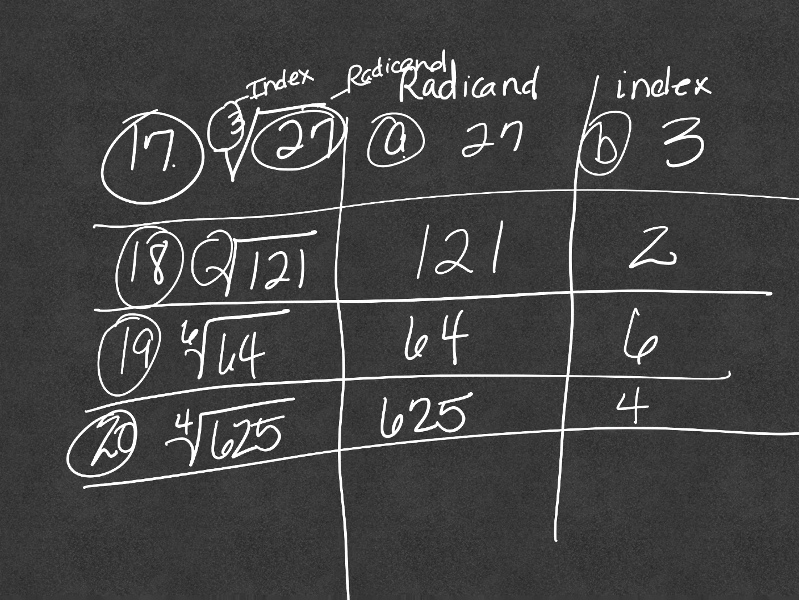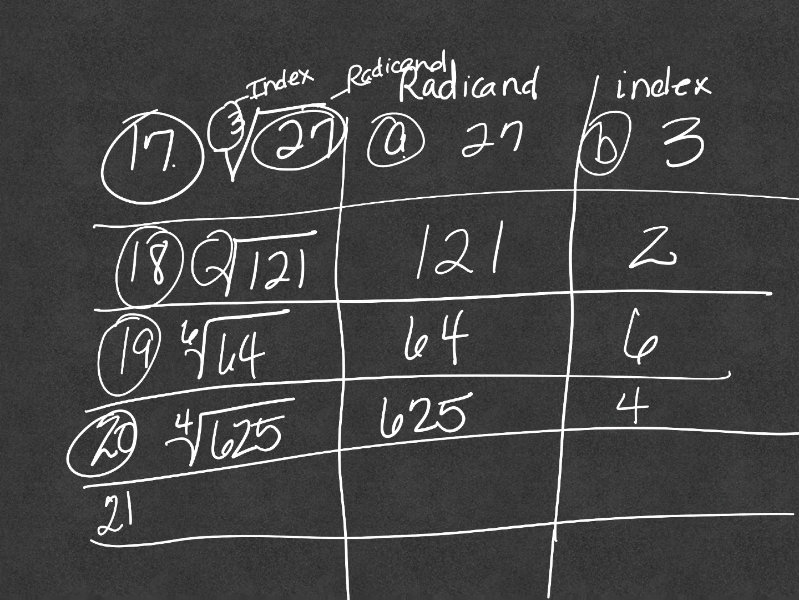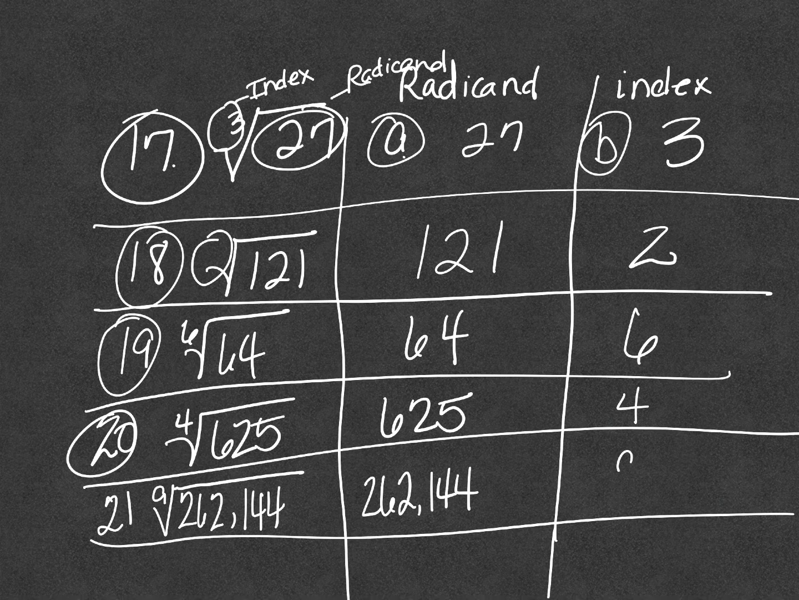All right, number 21 we are going to do. And here we have a big old radical here, but it's not a square root. It's the 9th root of 262,144. So what is your radicand? 262,144. Okay, what is your index? 9. Good job, guys.